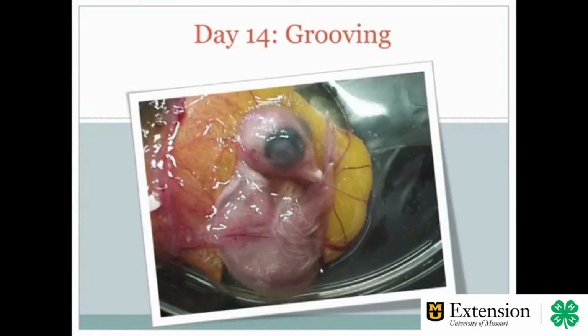So on day 14, the embryo turns its head toward the blunt end of the egg, where that air cell is, and the skull begins to ossify. Again, ossify means to become hard. Okay, so again, we still have that egg tooth there. We got some feathers, our toes, and our wing is tucked in there somewhere.